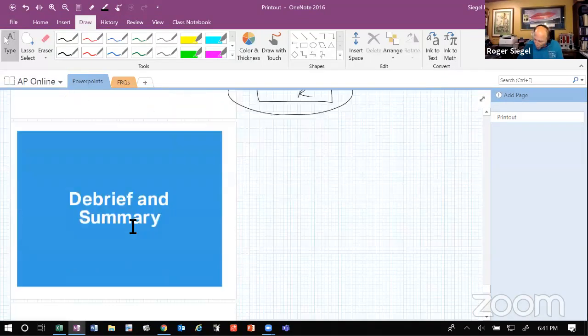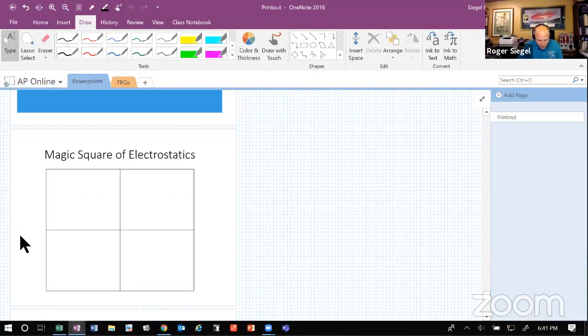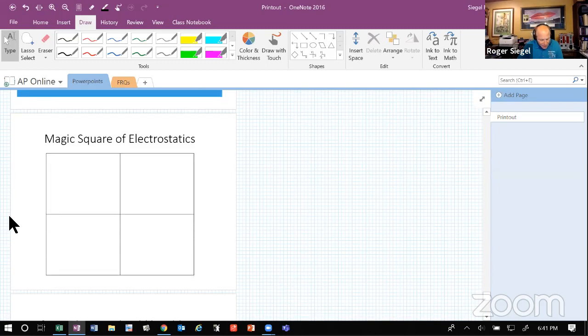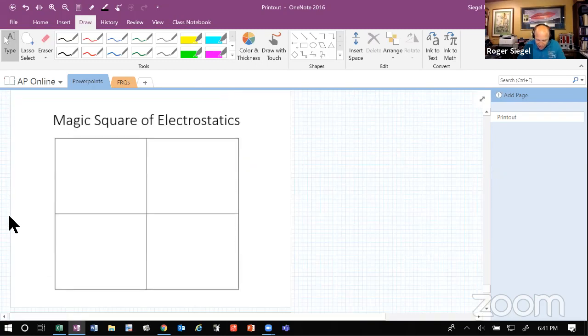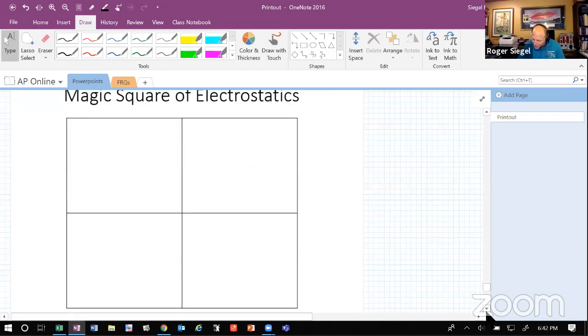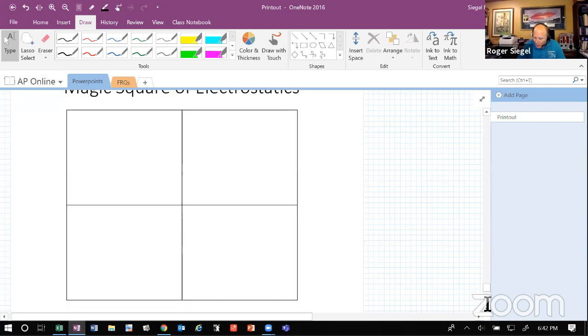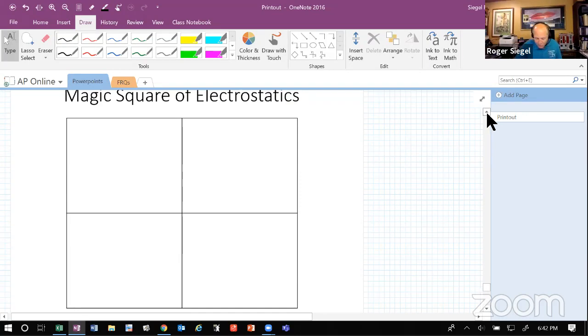Now, there's one more thing I want to show you before we go for the night. And that is the magic square of electrostatics. I've taught this for many years, and this is just a mnemonic that helps me and helps my students to remember electrostatics. And so I always start in the top left-hand corner with the force.